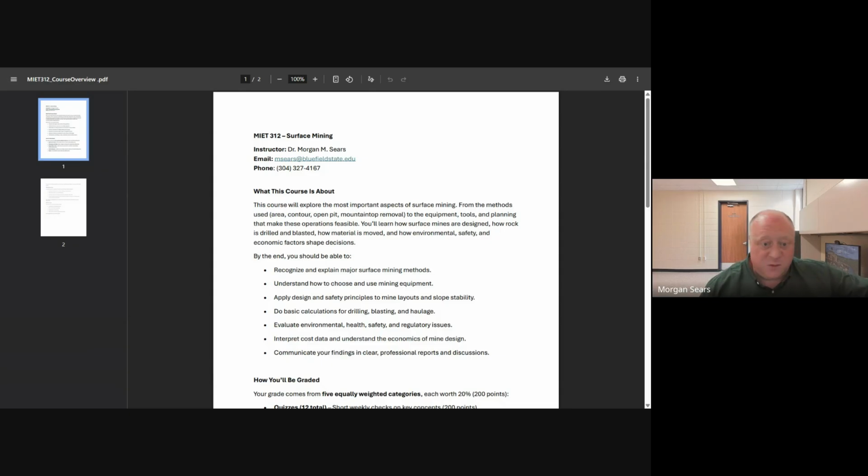Okay, so what is this course about? We're going to be exploring the most important aspects of surface mining, from the methods that are used to the equipment and tools and planning that make these operations feasible. You're going to learn how they're designed, how rock is drilled and blasted, how materials are moved, and how environmental safety and economic factors shape decisions, right?